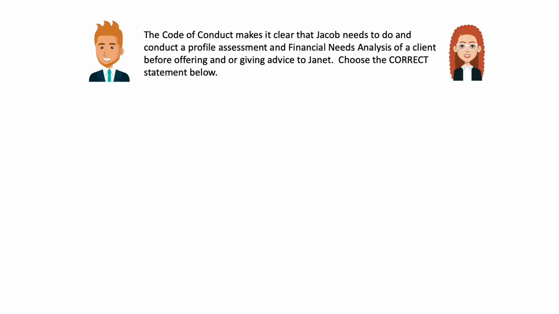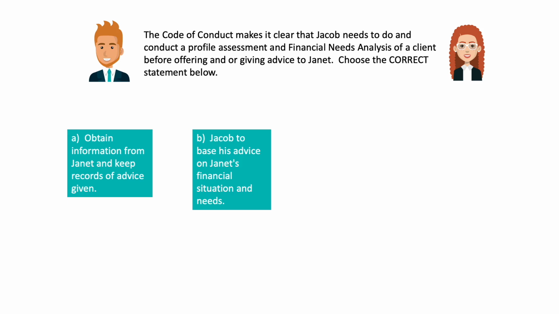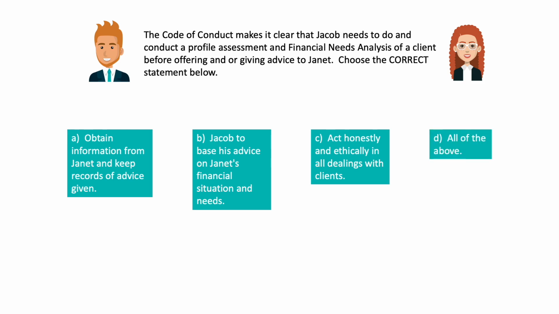Question 4. The Code of Conduct makes it clear that Jacob needs to conduct a profile assessment and financial needs analysis of a client before offering and/or giving advice to Janet. Choose the correct statement below. A. Obtain information from Janet and keep records of advice given. B. Jacob to base his advice on Janet's financial situation and needs. C. Act honestly and ethically in all dealings with clients. D. All of the above. Pause the video here and read through the question and decide on your answer. The answer is option D, being all the statements are correct.